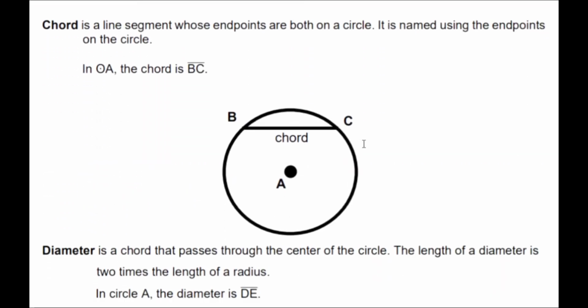Next one, we have the chord. A chord is a line segment whose endpoints are both on the circle. It is named using the endpoints on the circle. So in this circle A, the chord is BC. So point B and point C are both on the circle. So we have the line segment BC as the chord of a circle.